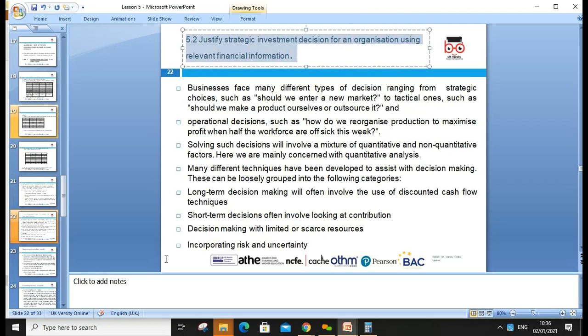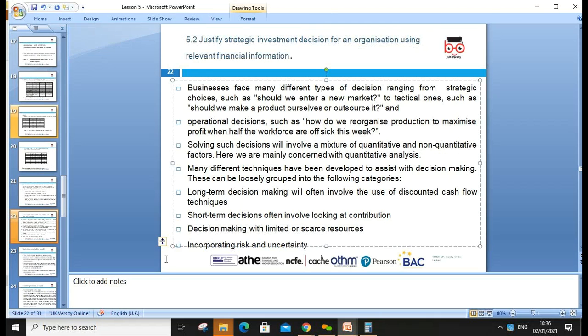Okay, example in your assignment. Okay, 5.2, justify the strategic investment decision. Strategic means the long term investment decision, whether to invest. So business faces many different types of decision, ranging from the strategic choices in the long run.